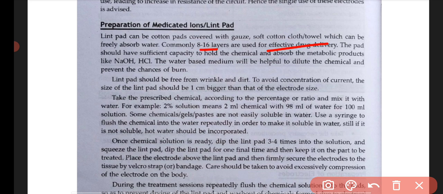The pad should have sufficient capacity to hold the chemical and absorb metabolic products like NaOH and HCl. The water-based medium will help to dilute the chemical and prevent the chance of burn. The lint pad should be free from wrinkles and dirt. To avoid concentration of current, the size of the lint pad should be 1 centimeter bigger than that of the electrode size.